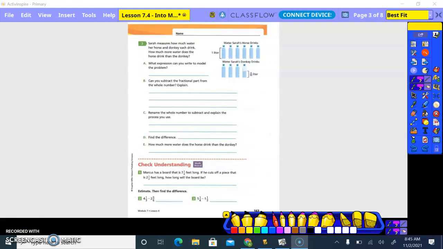Sarah measures how much water her horse and donkey each drink. How much more water does the horse drink than the donkey? Okay, so how much does the horse drink? 6 liters, right? How many does the donkey drink? 3 and 6/10 liters. Okay, so what expression can you write to model the problem? So what would we do?